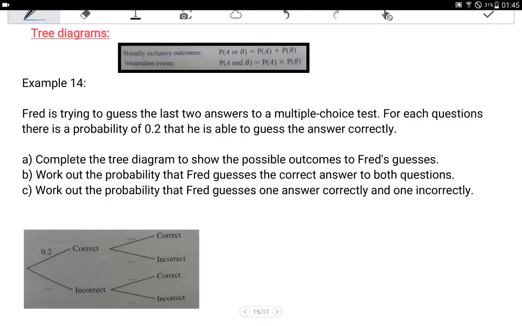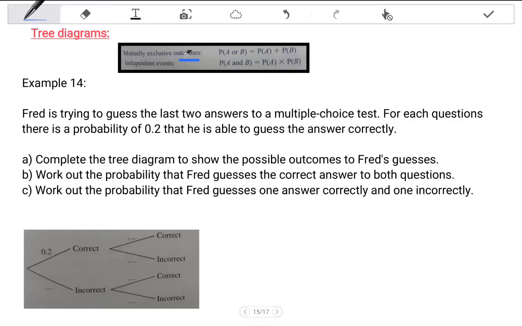Up to here, we have met and used these results. Probabilities of mutually exclusive outcomes are OR cases, and we add the probability values of those events. Probabilities of independent events are AND cases. Then we multiply the probability values of those events.